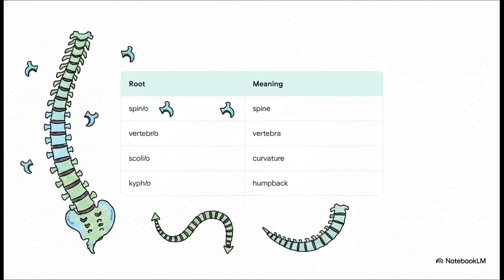Moving over to the spine, we have some very specific root words. Spine/o refers generally to the spine itself, while vertebra/o refers specifically to the individual vertebra. Now, I really want to point out the bottom two here. Scolio, meaning curvature, and kypho, meaning humpback. These two actually describe conditions, sure, but they become essential root modifiers in the names of spinal surgeries, which we're going to see in just a minute.